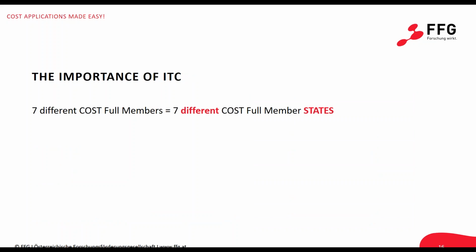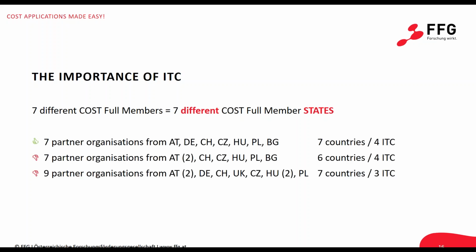Because this is a really crucial topic, I will spend one slide also explaining this a little further. When we talk about 7 different COST full member states, we actually talk about 7 different COST full member states. COST is a transnational program of states, and so we are always counting the respective states. You are represented by a person that is affiliated to a certain institution that is situated in a certain state, and the state is who counts in the count.